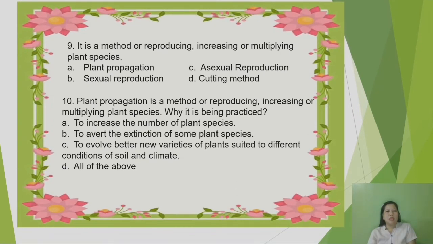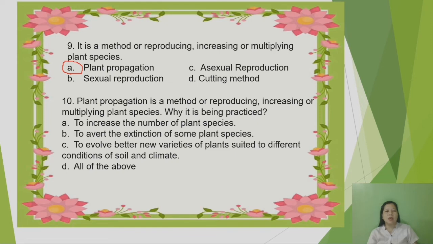Number 9. It is a method of reproducing, increasing, or multiplying plant species. A. Plant propagation. B. Sexual reproduction. C. Asexual reproduction. D. Cutting method. If your answer is letter A, you are correct.